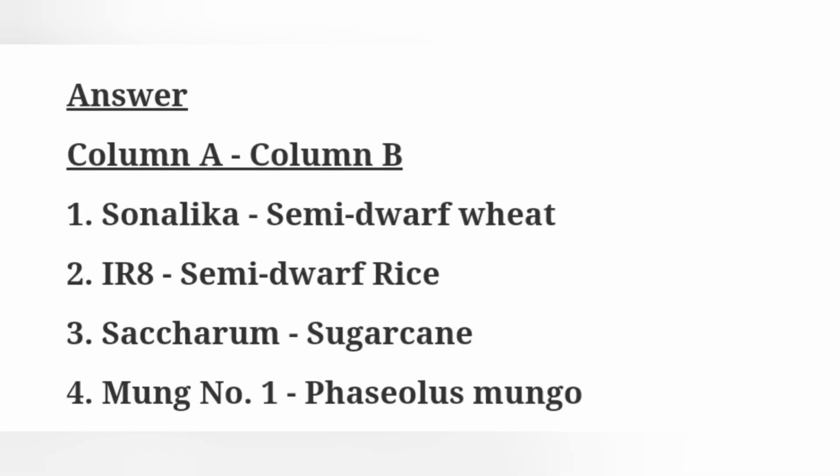Answer for match the following for column A and column B. First one, Sonalika. Answer, semi-dwarf wheat. Second one, IR8, semi-dwarf rice. Third one, Saccharum. Answer, sugarcane. Fourth one, Moong number 1, Phaseolus mungo.